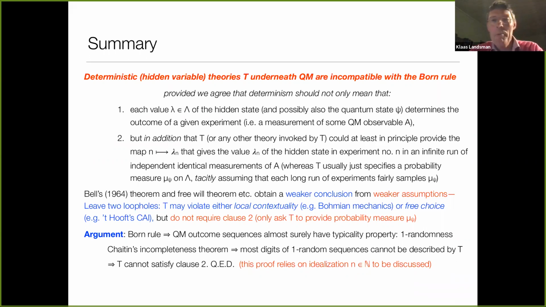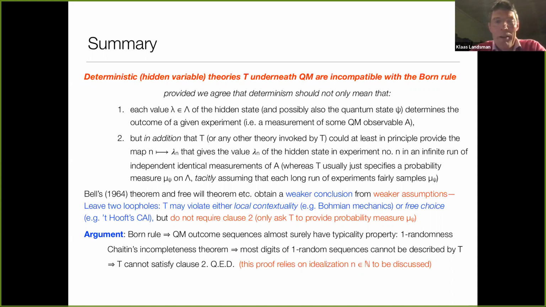What they typically do is specify a probability measure on the space of hidden states, which is closely related to the Born measure or the Born probability, and then assume tacitly that a long run of experiments actually samples this measure, in the sense that per experiment a value of lambda is chosen and the whole run samples this measure. But my argument hinges on the fact that you actually have to specify this map explicitly. And I will get back to this and motivate this assumption in great detail.